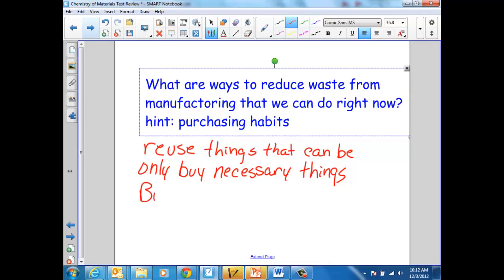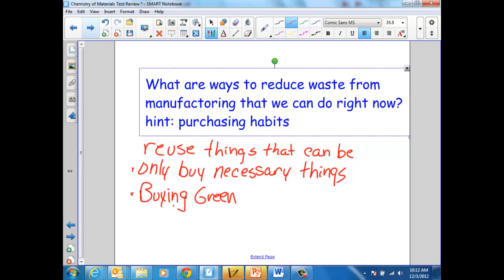So, buying green. Did somebody in here tell me that there are some electronics that are green electronics now? Yeah, there are a lot of Nokia phones that are green. Oh, okay. Definitely, I know there are lots of paper products that are green, like reused paper products. So buying green will definitely help. Okay, so reuse things that can be reused, only buy necessary things, buy green.